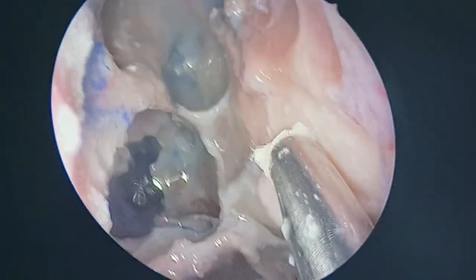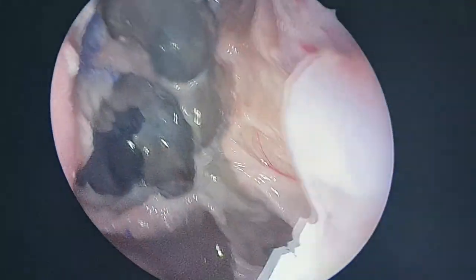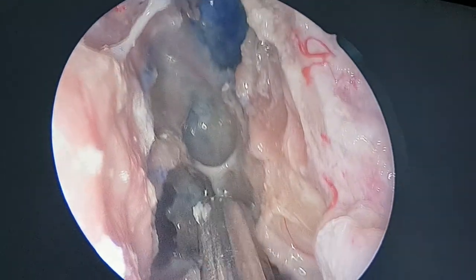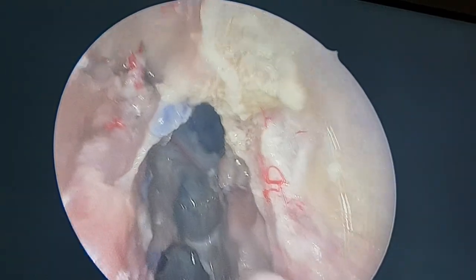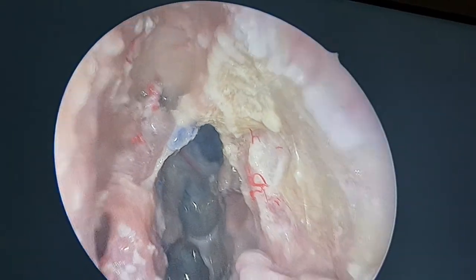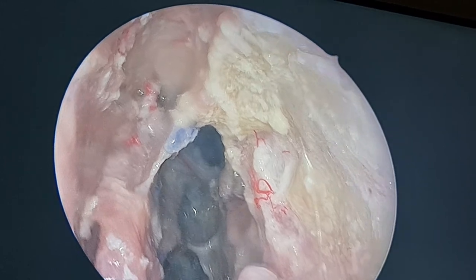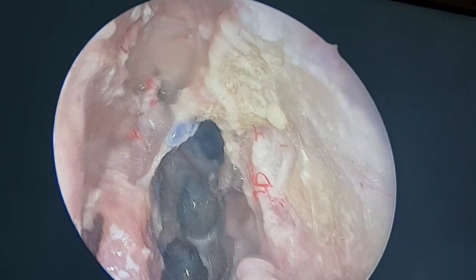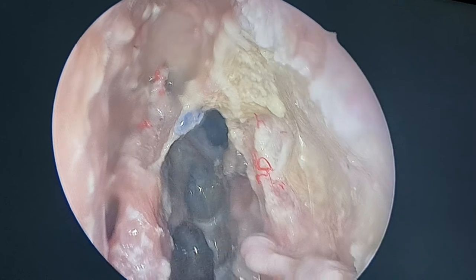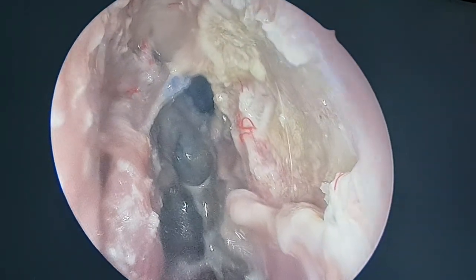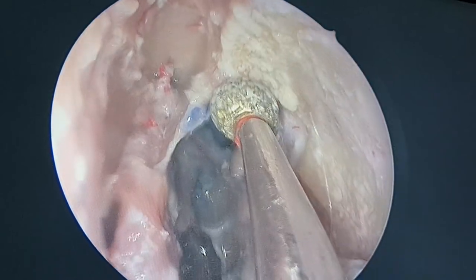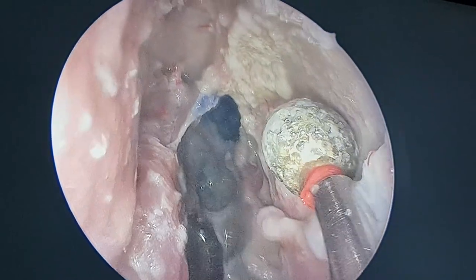See, this is my lamina papyracea. This is the maxillary sinus. Orient yourself. This is the lamina. And I am working, see where? This is the outside skin. Here, this is the outside skin. See this? This is the outside skin. Okay? So, this is my outer limit. What you have to focus on is this bone. Now, this is my outside limit.